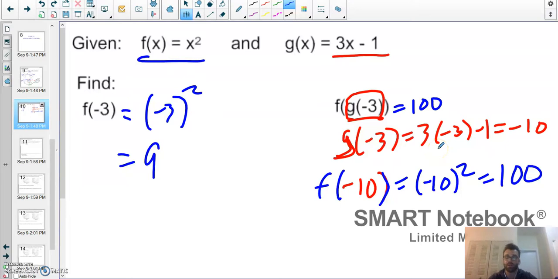This is a two-step process. I find g of negative 3, which I got negative 10, and then I take that negative 10 and substitute it into f for x, and find f of negative 10, which gives me 100. We're working from the inside out on that.